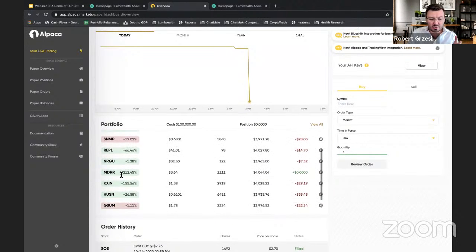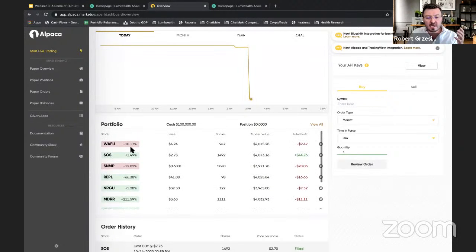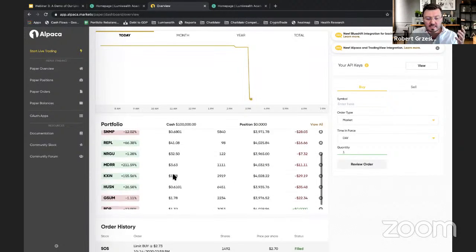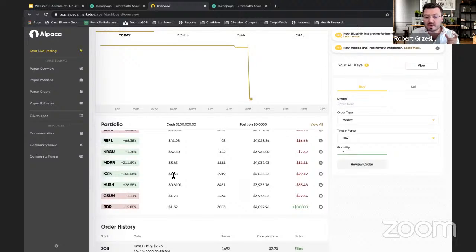As you can see, they're all doing really well. MDRR 211%. So we're just riding that wave. KXIN 155%. We're riding that wave. And then a couple of these ones that are lower. And this is because we're looking at a 24-hour period. We're not just looking at today. We're looking at what happened yesterday. So if you guys want to pull out your Robinhoods or whatever and check these out, I guarantee you when you look at them, these are stocks that have been up over the past 24 hours.